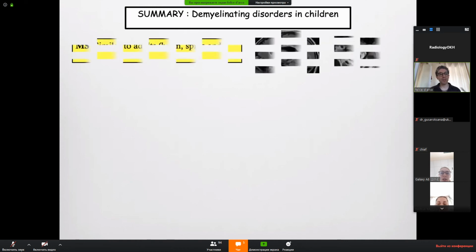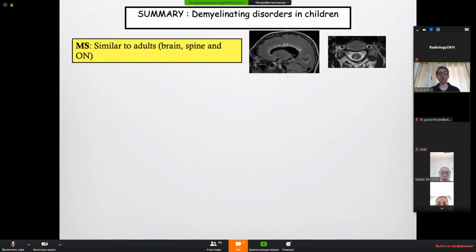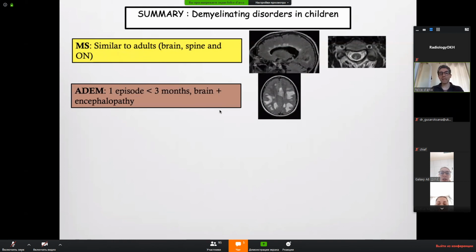demyelinating disorders in children. MS, similar to adults, you can have brain, spine, and optic neuritis. The spine involvement is a small segment of the spine, typical Dawson's fingers in the brain here. So these are radial abnormalities along the corpus callosum. Remember, if you have a demyelinating disorder, do the sagittal FLAIR, very useful, or a 3D FLAIR. ADEM, one episode of less than 3 months, brain plus encephalopathy with these large lesions of white matter in the brain, but can also involve the basal ganglia.